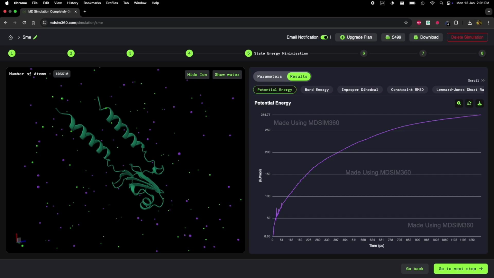Once the minimization finishes, it's time to analyze the results. The most important graph to analyze during the state energy minimization step is the potential energy graph. This graph clearly shows the system's potential energy. To confirm that the energy minimization process was successful, look for smoothness in the graph. There should be no major fluctuations or irregular spikes.